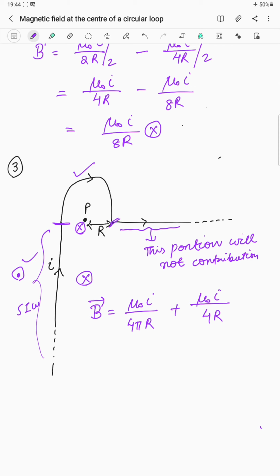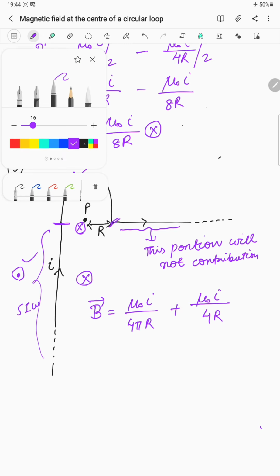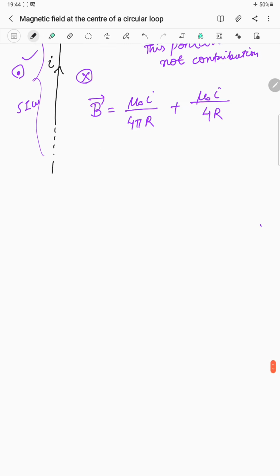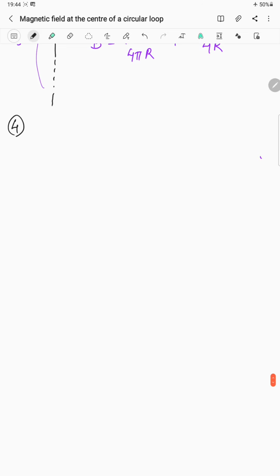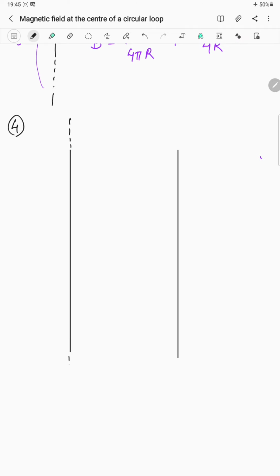Then the fourth question we will focus on. In the fourth question, we will take an infinite wire, but it has a thickness. This wire is infinite, I extend it, but remember, this wire has a thickness. And what is the thickness of the wire? The thickness of the wire is A.